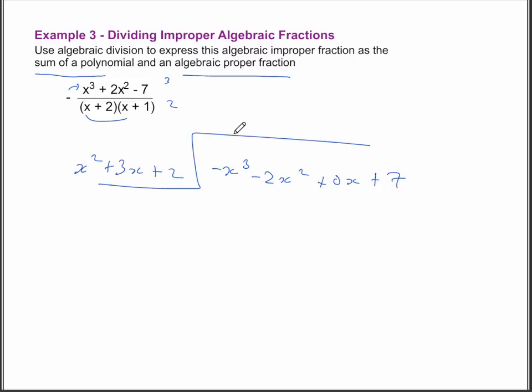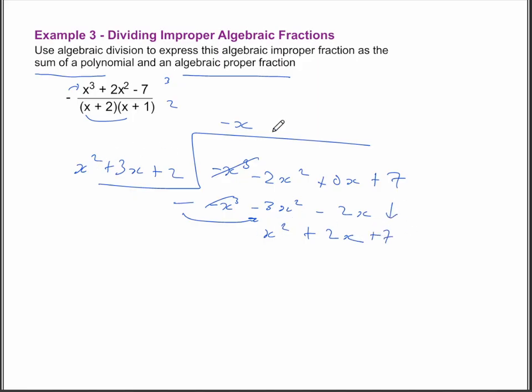Negative x cubed divided by x squared is just going to be negative x. Then negative x times x squared is negative x cubed. Negative x times 3x is negative 3x squared. And negative x times 2 is going to be negative 2x. Then we can subtract that, these cancel out. Negative 2x squared plus 3x squared is going to be x squared. And 0 plus 2x is going to be 2x. Then we bring down the 7 and we repeat the process.